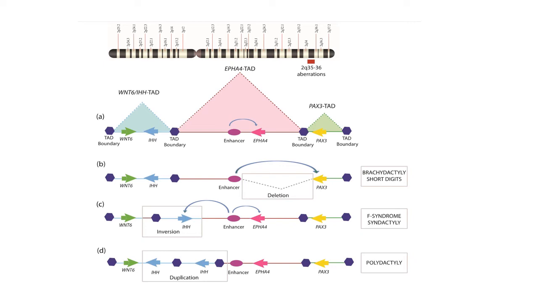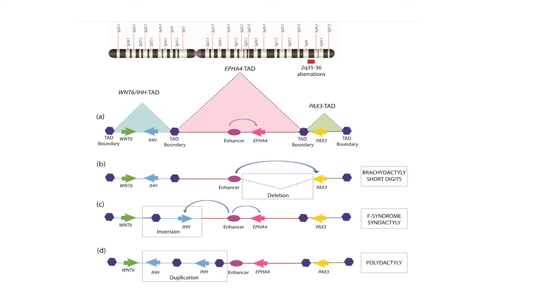Similarly, on the other side, if you disturb the TAD border by making an inversion, which allows the adjacent gene to come into contact with the enhancer, you not only get activation of the usual expected gene, but that gene as well. And that leads to F syndrome. The third example is where the region containing the flanking gene is just duplicated, and that leads to overexpression of that particular gene, and that leads to polydactyly.